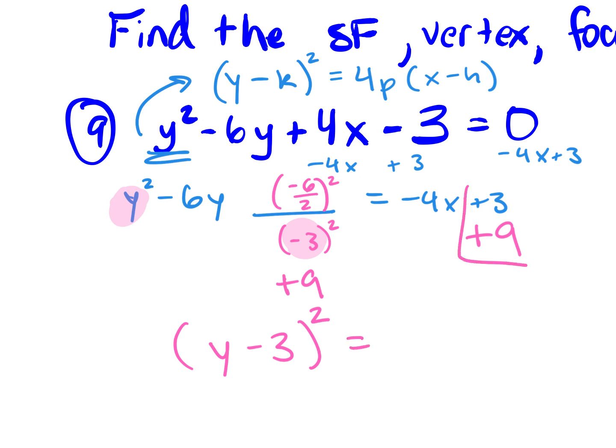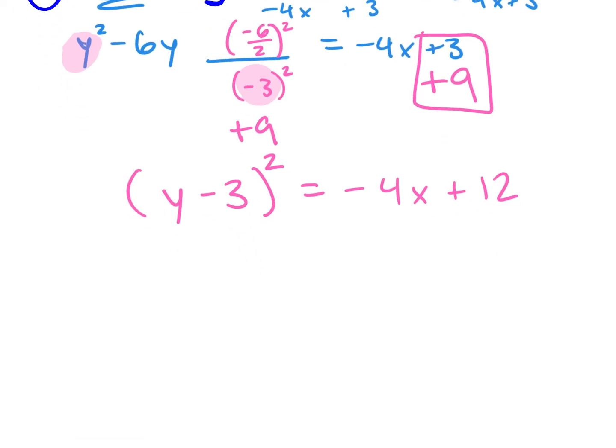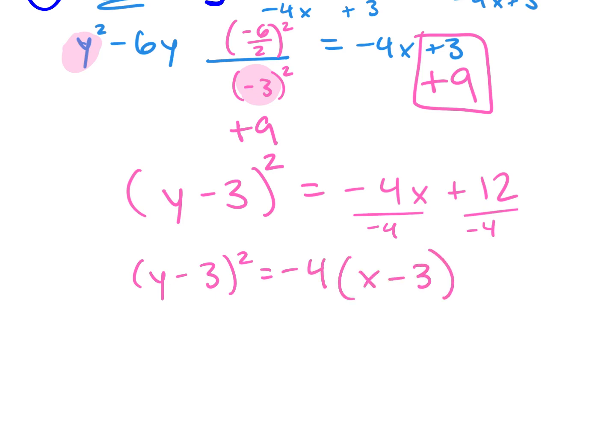Well, let's add our like terms. So I have negative 4x plus 12. Now my left side looks exactly like I need it to, but on my right side, I'm missing those parentheses. I want to take out that negative 4. So my left side stays the same, (y − 3)². Then I'm going to divide both of these by negative 4 just to pull it out front. So that leaves me x minus 3. So this is my standard form.